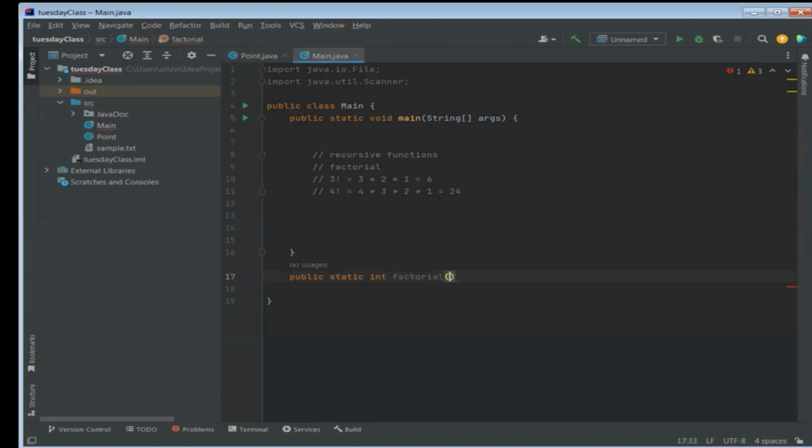And what's the parameter? What could be the parameter? Integer. So it's going to be integer. So we're going to do int and call that n, or you can call that x, anything that you want, and open and close. Just to get rid of that red lines, I'm just going to do return 0.